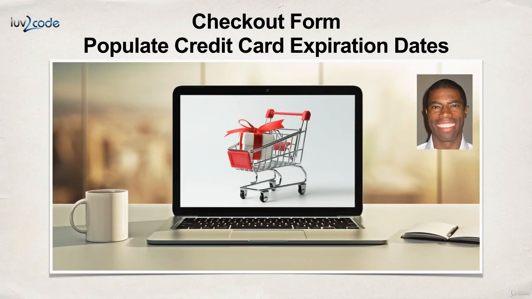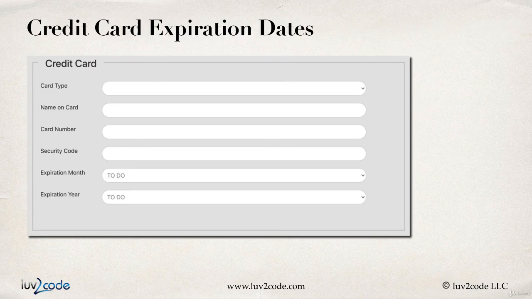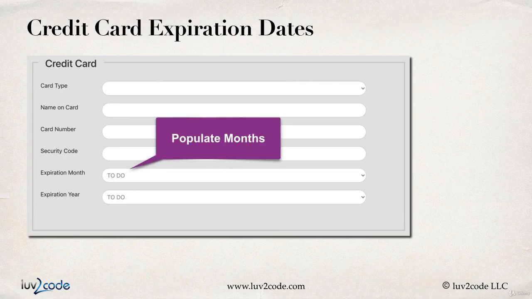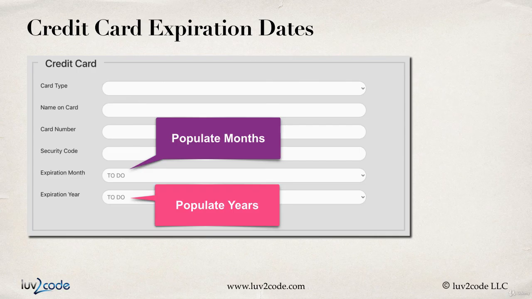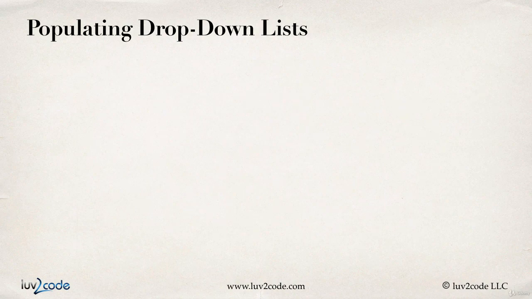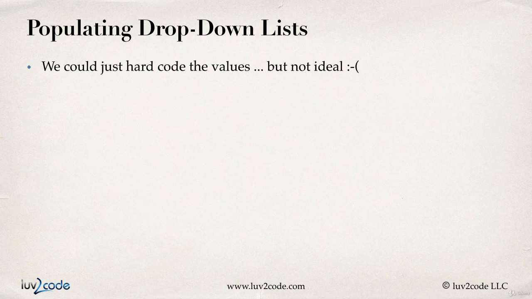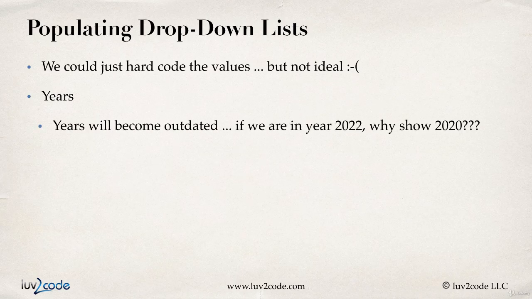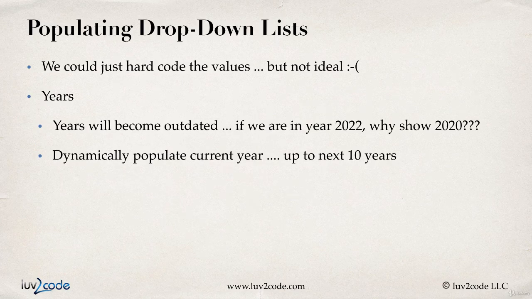In this video, we'll cover the checkout form to populate credit card expiration dates. So in our current application, we have two things to do. We need to populate the months and we also need to populate the years. Now, one approach is that we could simply hard code the values, but that's not ideal. For years, the years will become outdated. If we're in year 2022, why show 2020? We'd like to dynamically populate the current year and then go up to the next 10 years.